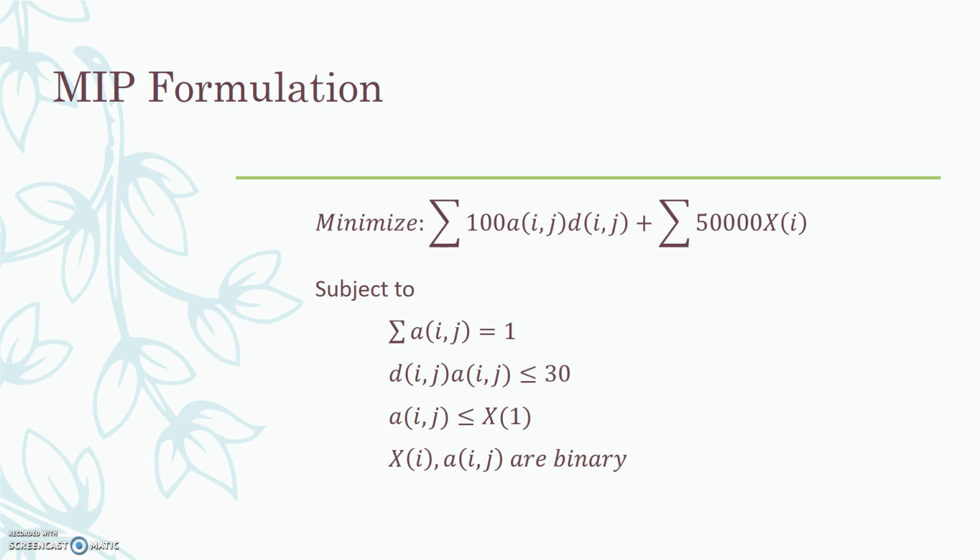So this first one is saying that every customer has to be assigned to only one locker. The second one is the constraint for the distance, so each customer can only travel 30 or fewer kilometers. And then this third one is saying that every locker location can only have one locker. So one location can't have 2 lockers there. It has to have only one, or none if it's not used. And then the last constraint is that all of these values are binary.